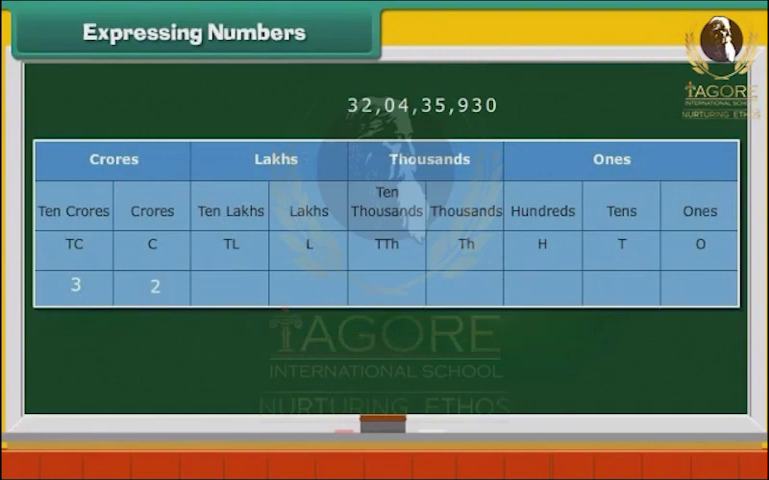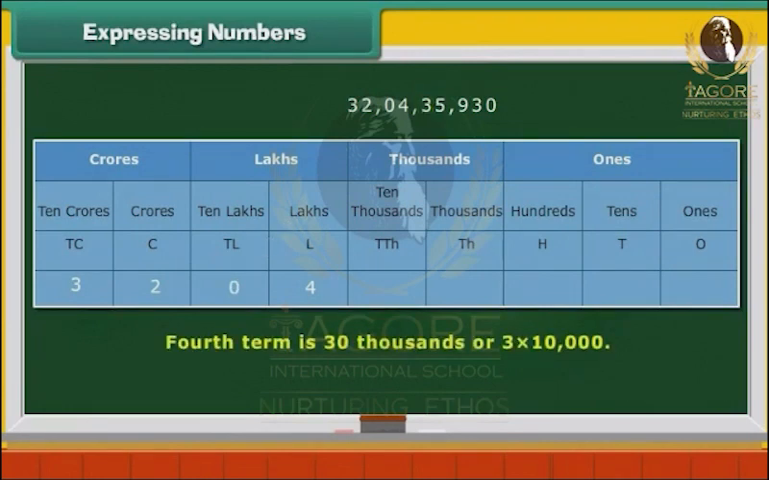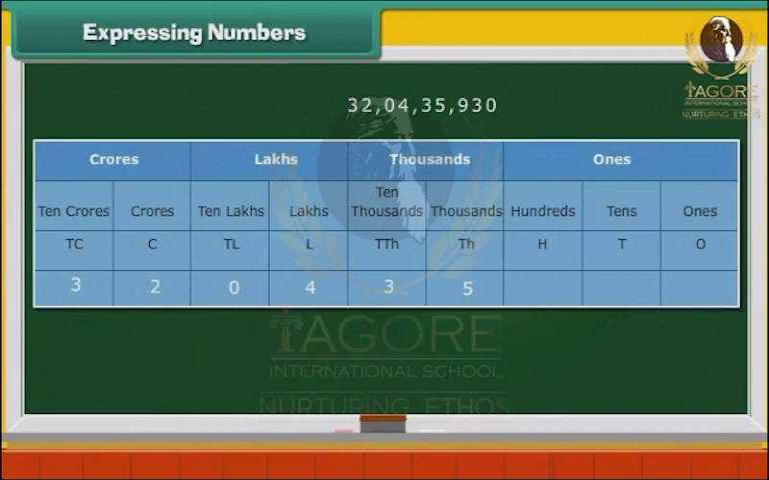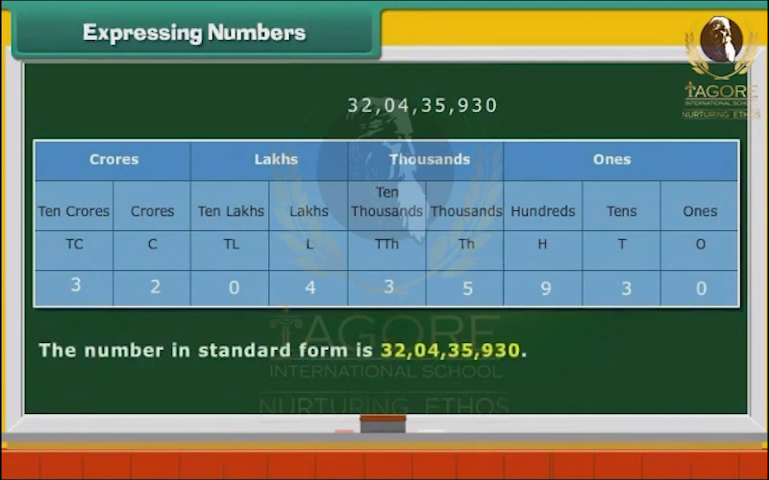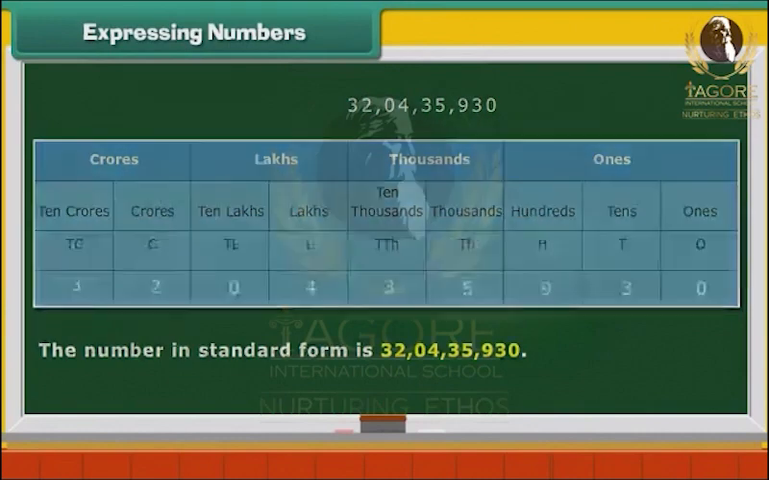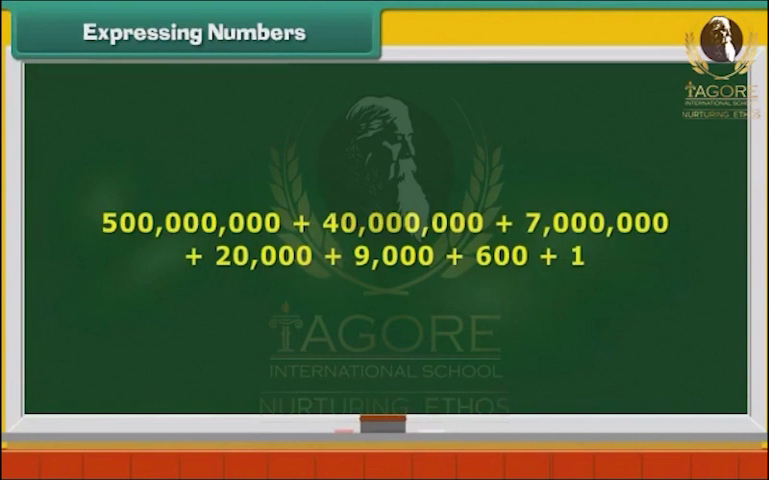Place 2 under C. Third term is 4 lakhs or 4 multiplied by 1 lakh. Place 4 under L. As there is no 10 lakh term, place 0 under TL. Fourth term is 30 thousands or 3 multiplied by 10,000. Write 3 under TTH. Fifth term is 5 thousands or 5 multiplied by 1,000. Write 5 under TH. Proceeding in the same way, write 9 under H, 3 under T and 0 under O. Therefore, the number in standard form is 32,04,35,930.